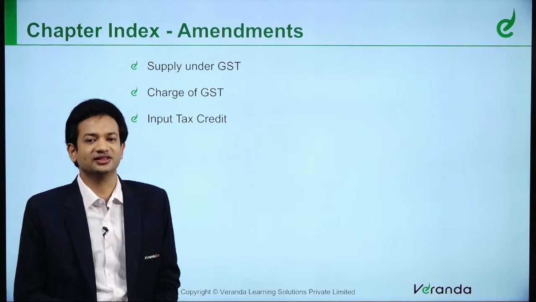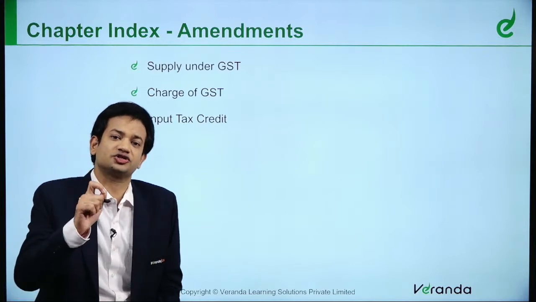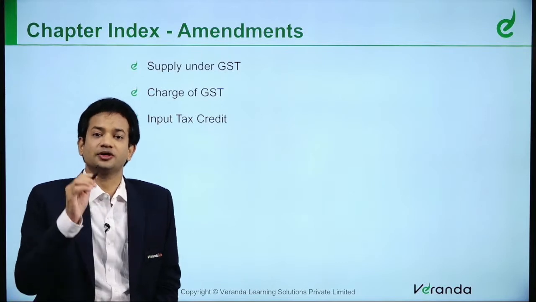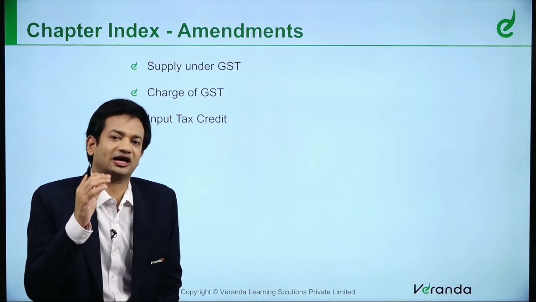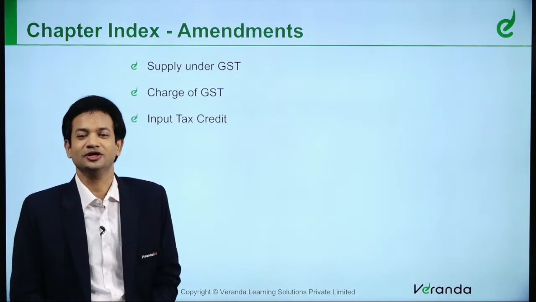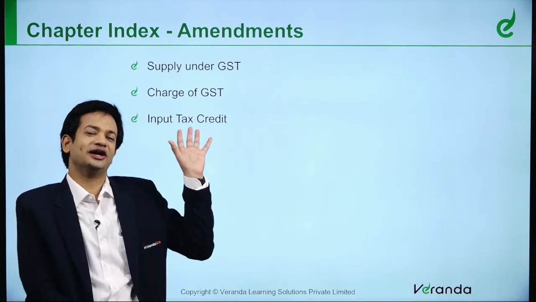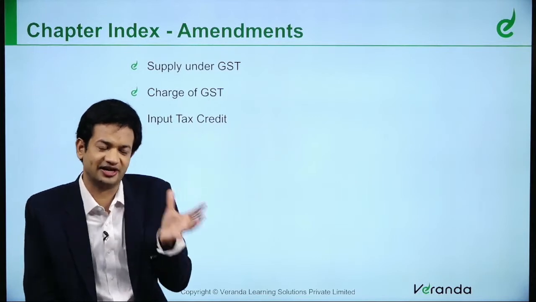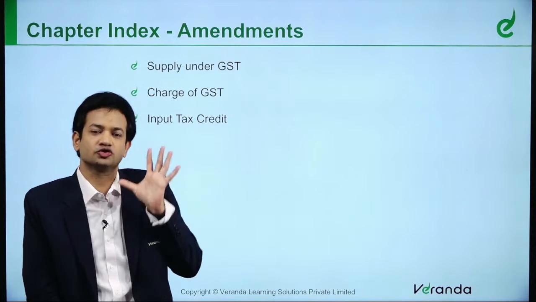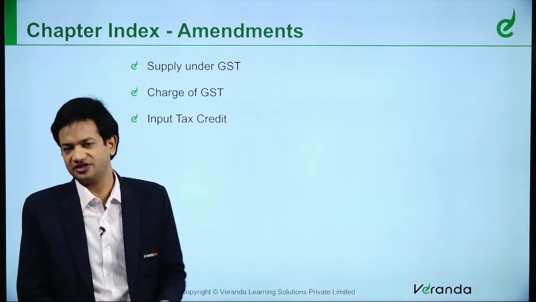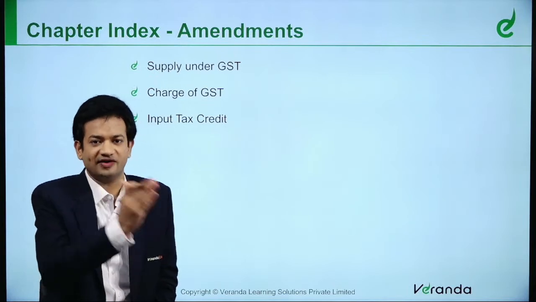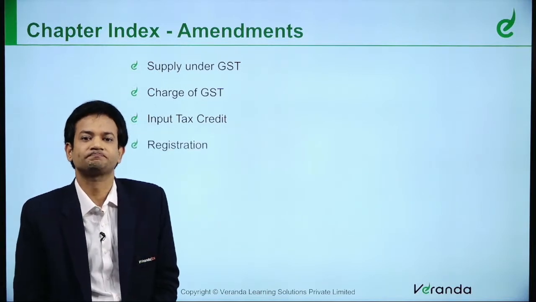And the third amendment in this chapter is the insertion of a new rule, Rule 86B, which puts a limit on the claim of ITC as per the electronic credit ledger. So this Rule 86B in the input tax credit chapter says that when I utilize ITC to pay tax, I cannot use more than 99% in specified scenarios. All these things we'll discuss in detail with illustrations when we go to the particular slides.